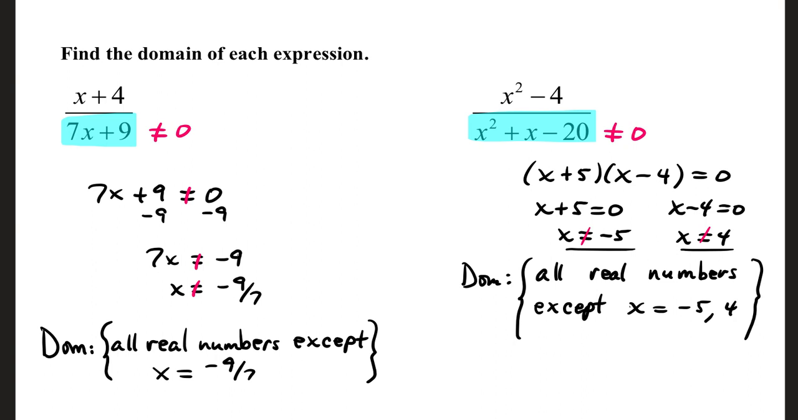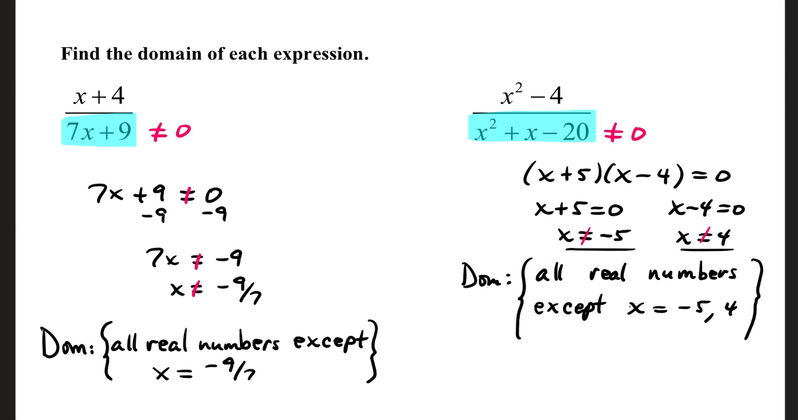When you're asked to find the domain and you have a fraction or a rational expression, you figure out what makes your denominator 0, because it's easier to identify bad numbers than it is to identify all the good numbers. So it's like reverse psychology, really. We take our denominator, 7x plus 9, that's equal to 0. We subtract 9, that's 7x equals negative 9, divide by 7. Well, it turns out if you can find out what makes your denominator 0, your domain's all the other numbers.